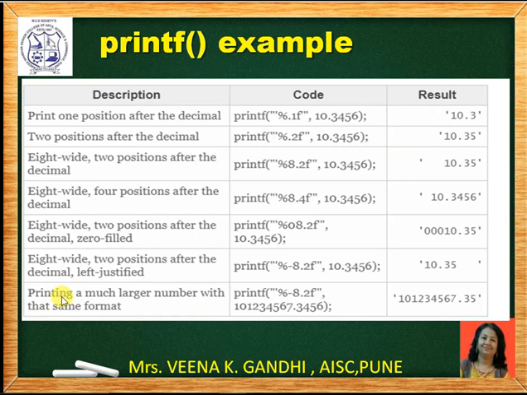Now printing a larger number than was specified in the given format. So here %-8.2f, and the number is larger than the width. So it will not be truncated. It will print the number as it is, and after the decimal point only 2 places, so it will print 35.